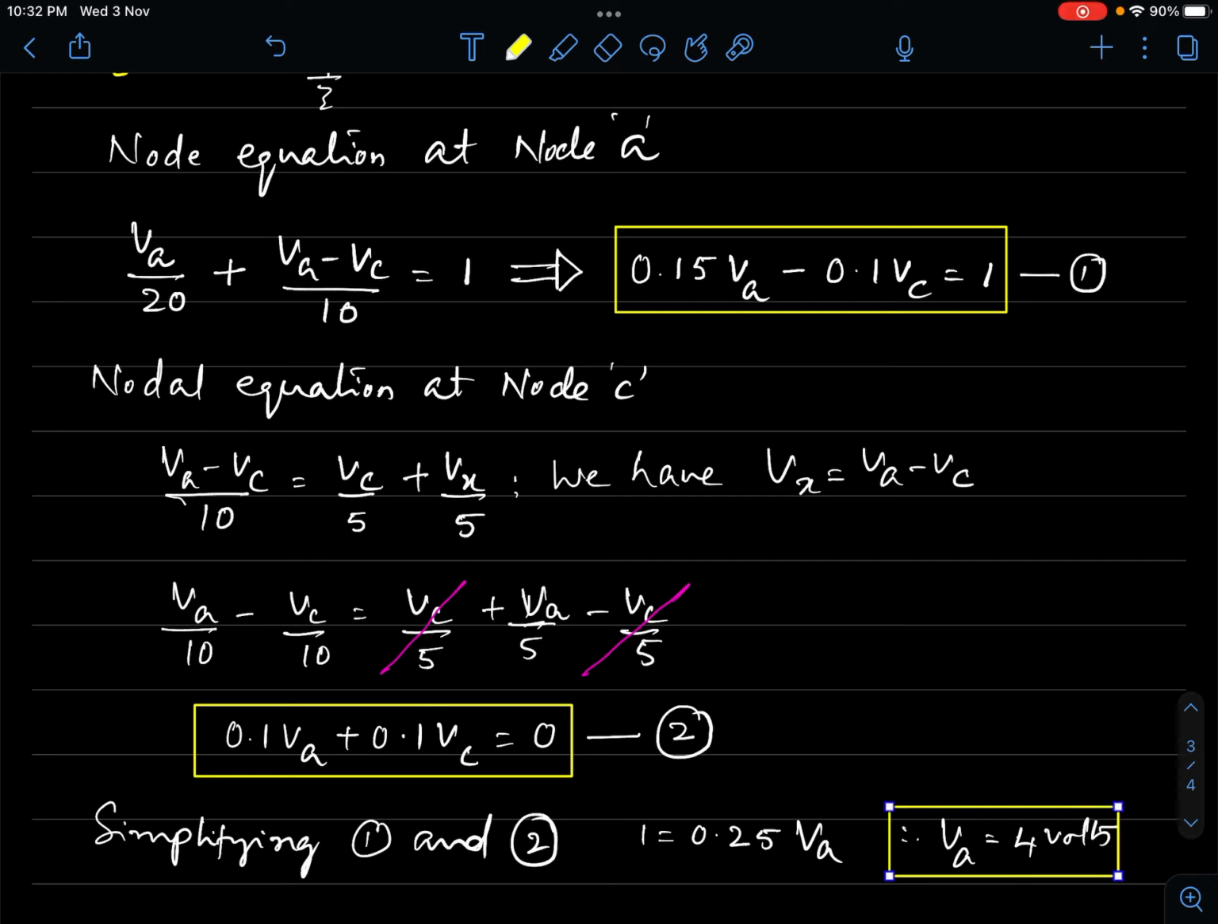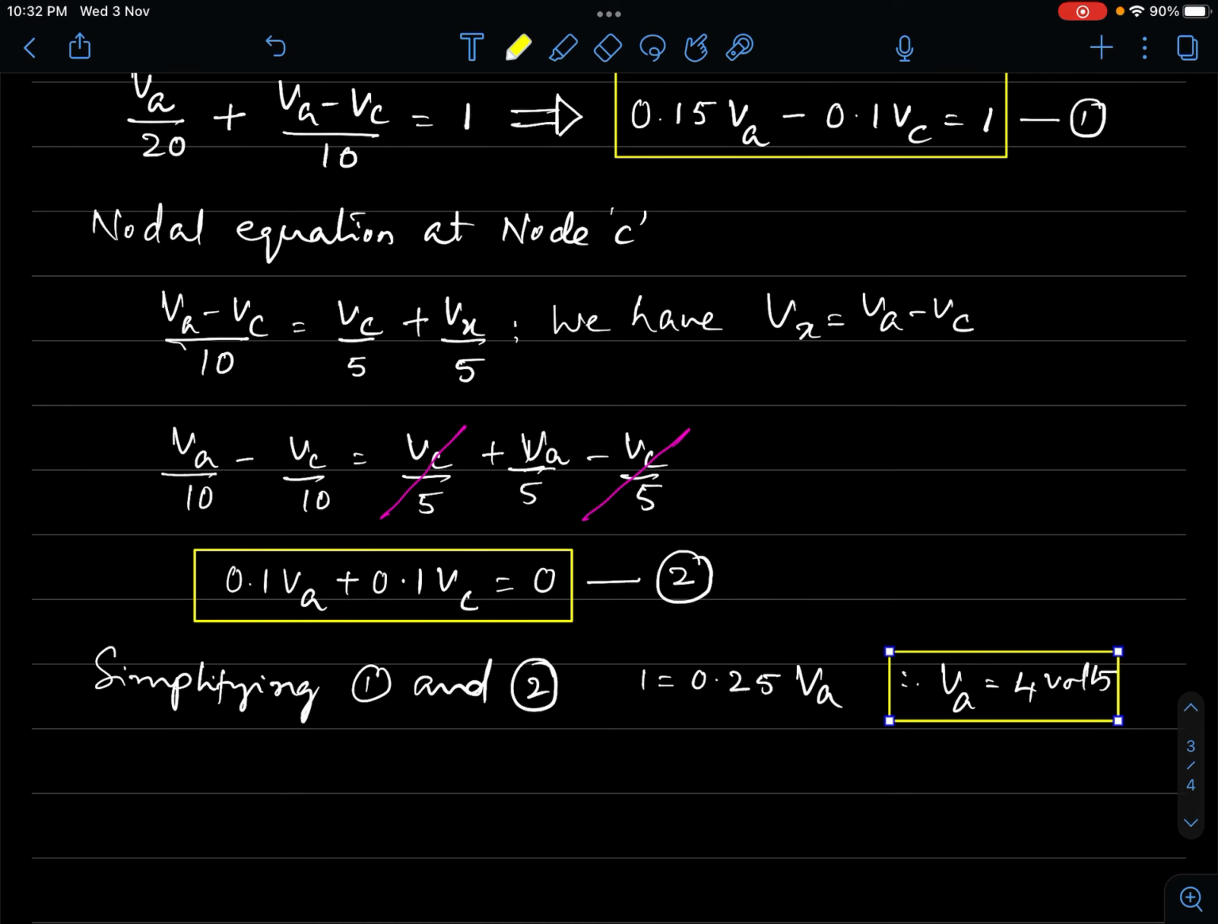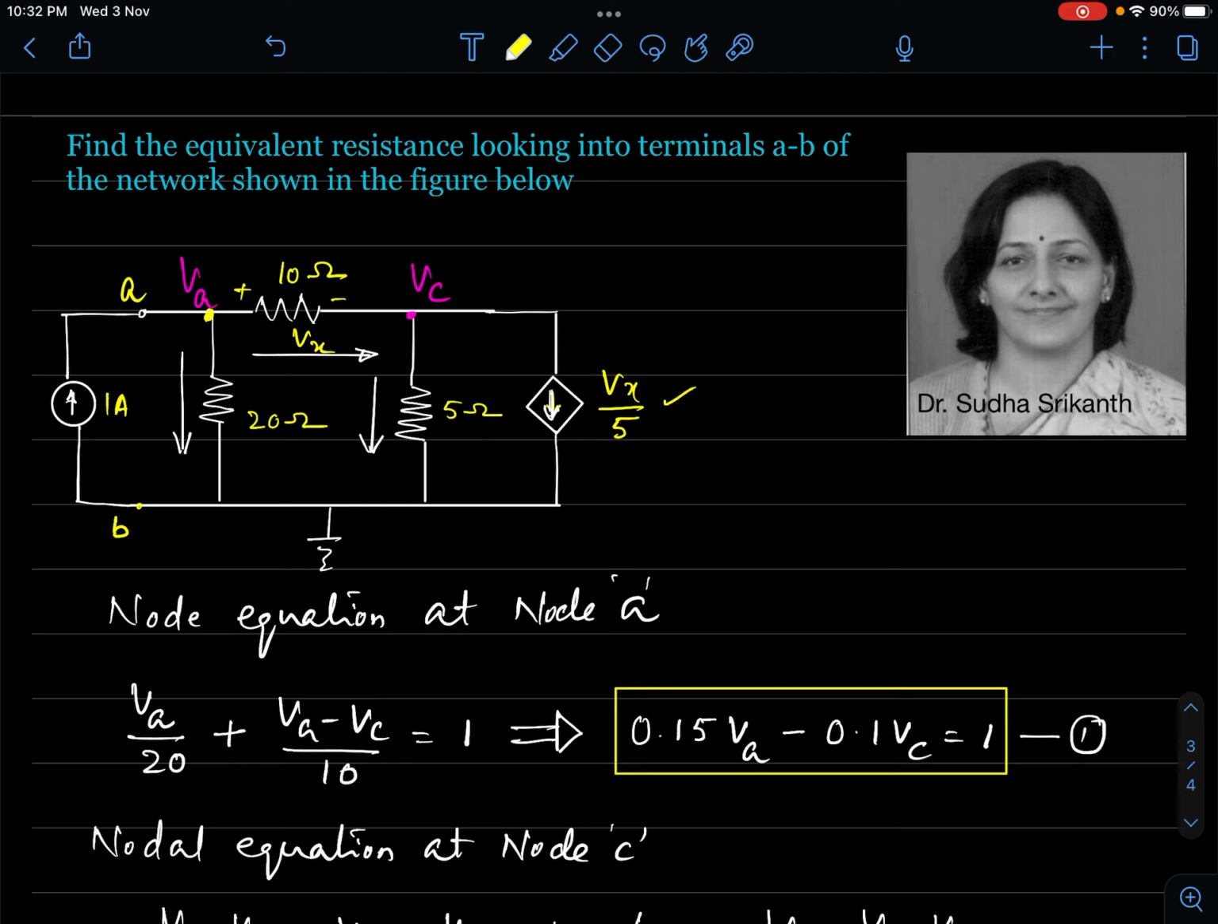Okay, so we are able to find out the potential difference across the current source now. This is 4 volts. Now my problem is over. I need not evaluate the other voltage Vc. What are we interested in knowing? We are interested in knowing the potential difference here. The potential difference across the current source is simply Va.